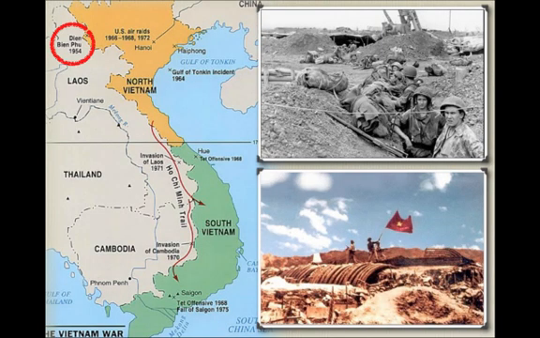So here are some images. You have a map of the region. So this is where the French had surrendered. And so just like with Korea, Vietnam will be separated. I believe it's the 17th parallel.